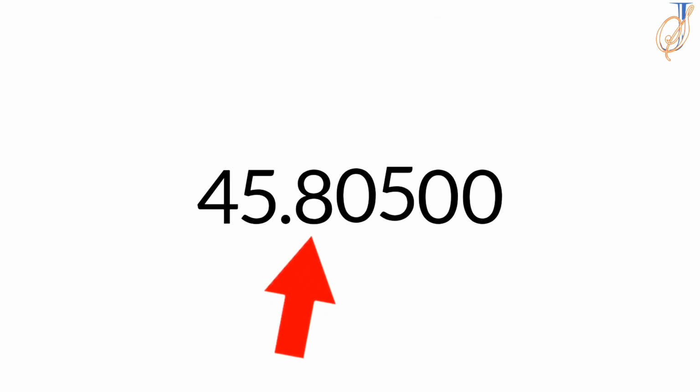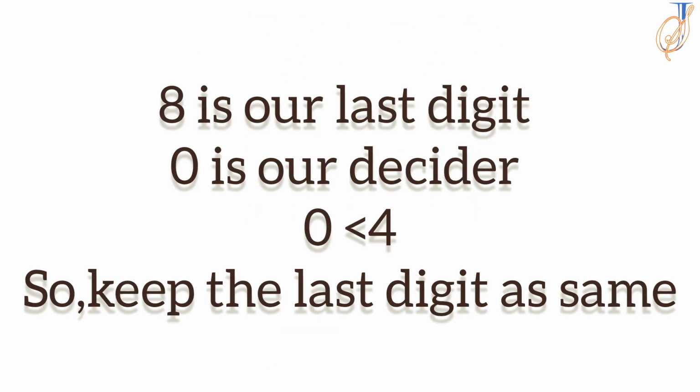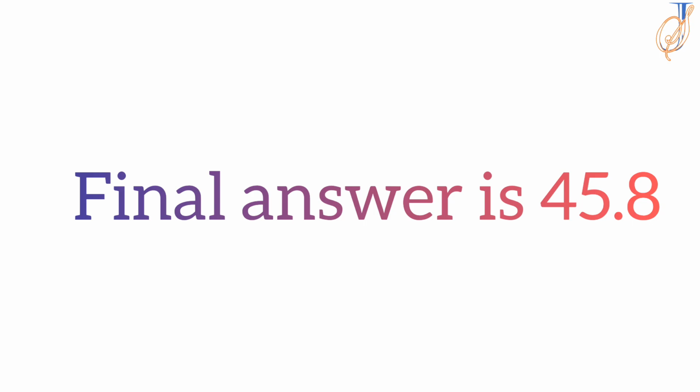45.80500, when you round off to 3 significant figures, we can call this the last digit, and the next number 0 is our decider. In this case the decider is less than 4, so you keep the last digit the same. So your final answer is 45.8.